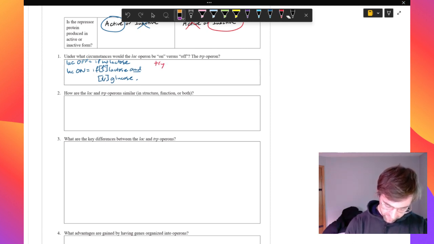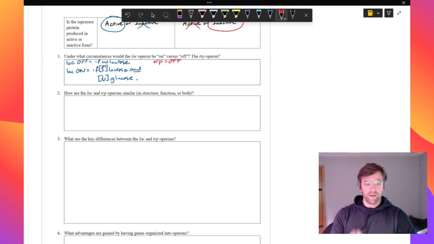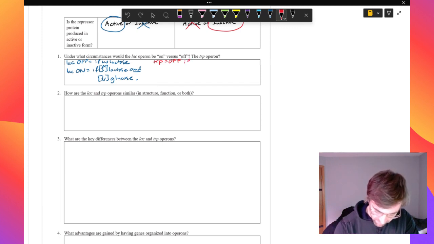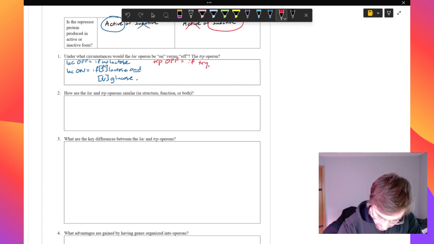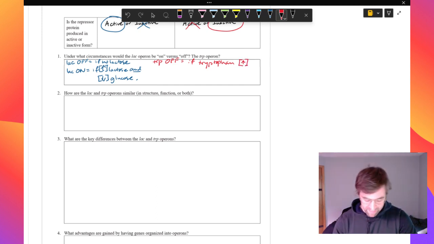Now for tryptophan, TRP. Off. Tryptophan would be off when excess tryptophan is readily available in the cell. I just realized I did really odd conventions here, that's fine. If tryptophan concentration is high, if there's excess tryptophan in the system.